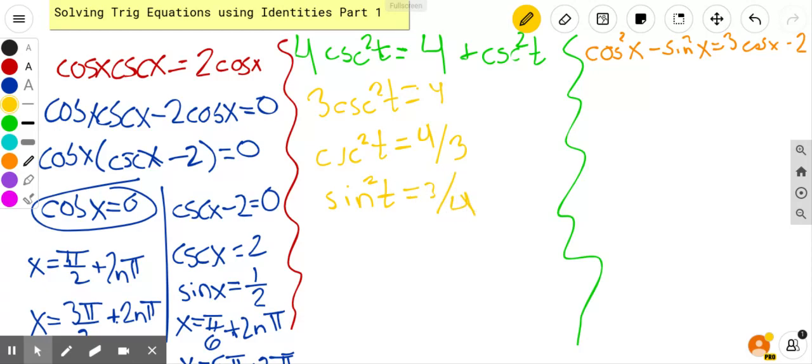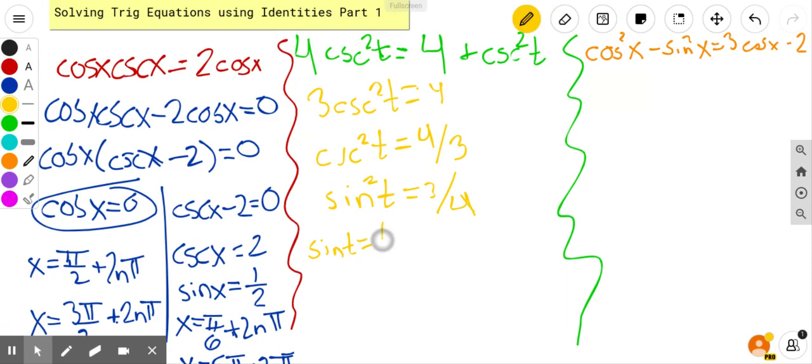3/4. Which means that sine of t should equal the square root of 3/4, which would be the same as square root of 3 divided by 2. All right. But I made a little mistake, and it's the one that everyone is going to make. So don't do this. I just took a square root. When I take a square root, I should have both positive and negative.